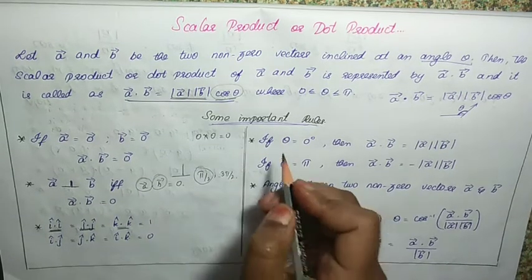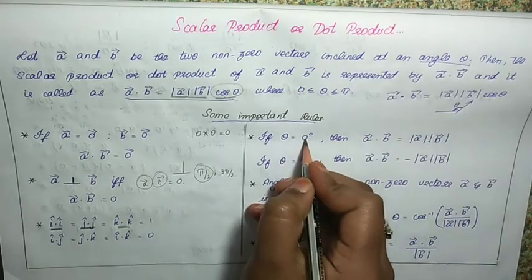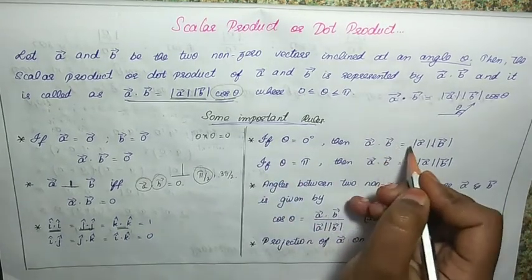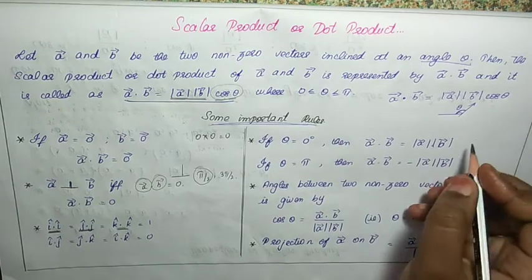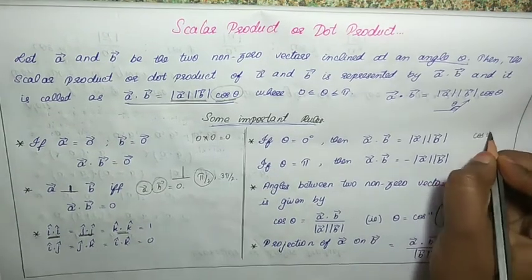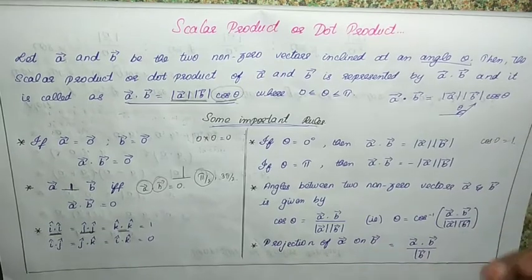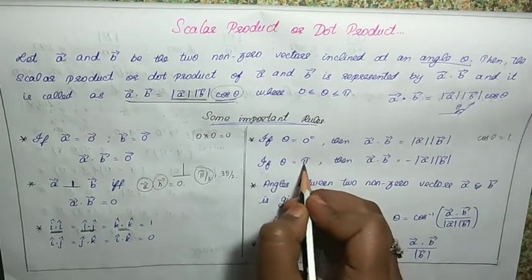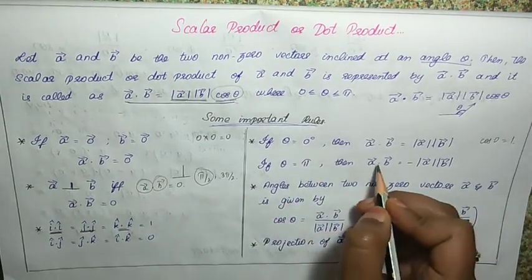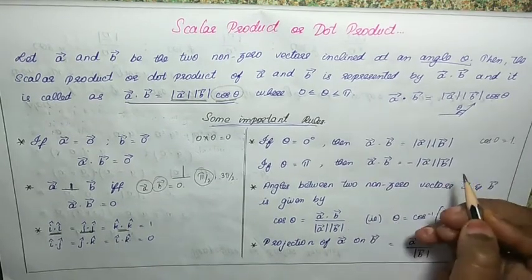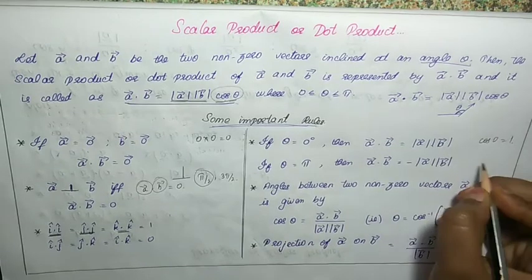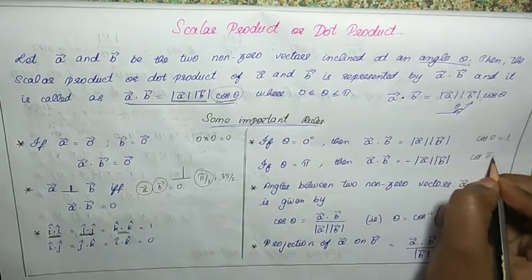Next, if theta is 0, then a vector dot b vector equals mod of a vector into mod of b vector, because cos 0 is 1. And if theta equals pi, then a vector dot b vector equals minus mod a vector into mod b vector, because cos pi is minus 1.